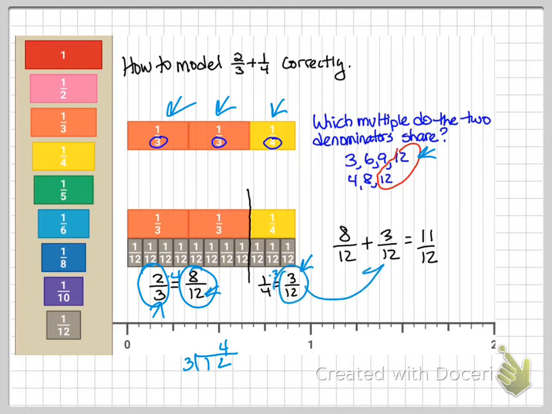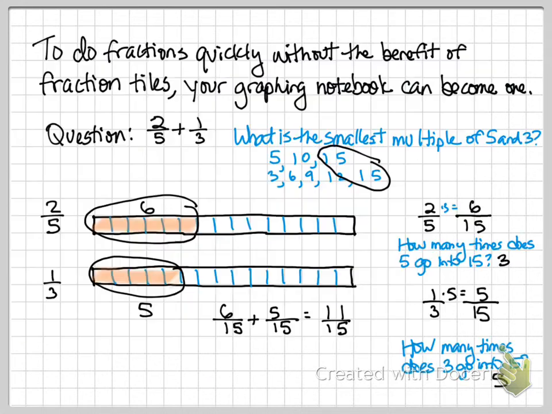I then can add these fractions because now my denominators are the same. 8 plus 3 is 11, and I never, ever, ever add the denominators together, because if I were to do that, I'm actually making the fractions into even smaller pieces, which doesn't make any sense. That gives me the answer of 11/12.